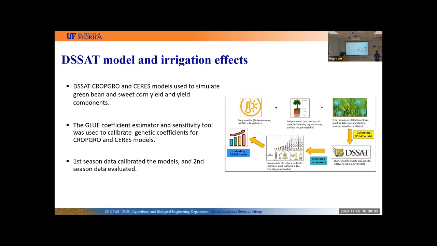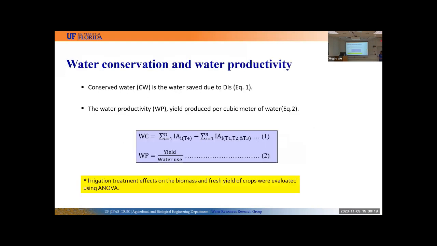So for this study, we used the GLUE coefficient estimator and the sensitivity tool to calibrate our genetic coefficients for those models. And then we used the first season data to calibrate the model, and the second season data for evaluating the model. In this study, we also calculated water conservation due to deficit irrigation treatments, and water productivity of each irrigation treatment using equation 1 and equation 2. We also did ANOVA analysis to see if the irrigation treatments are affecting the biomass and the fresh yield.